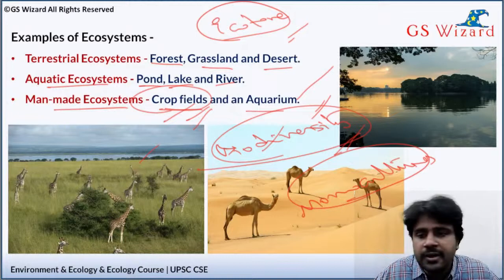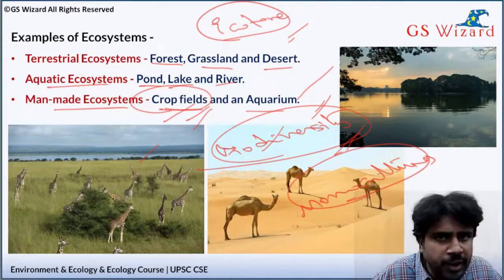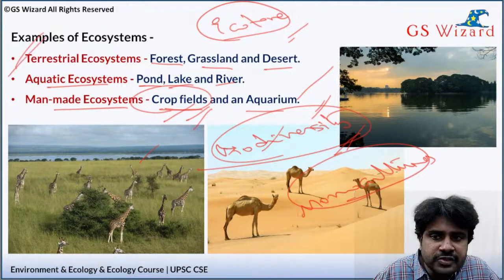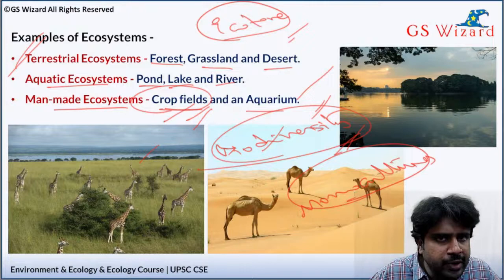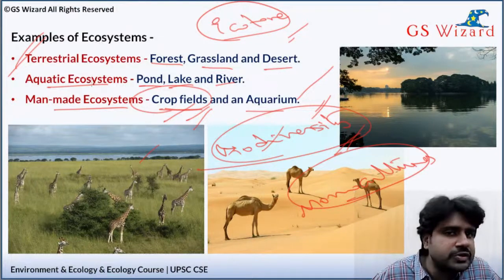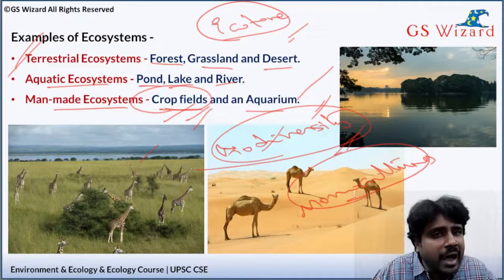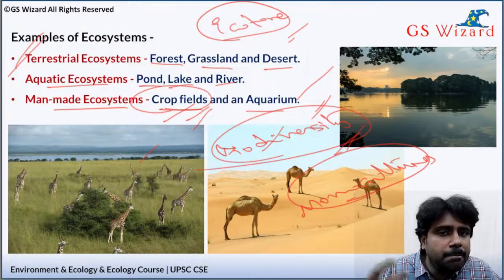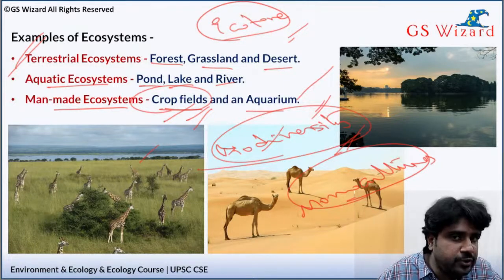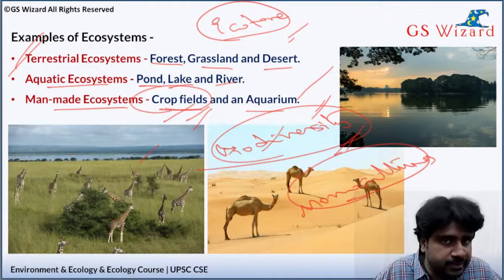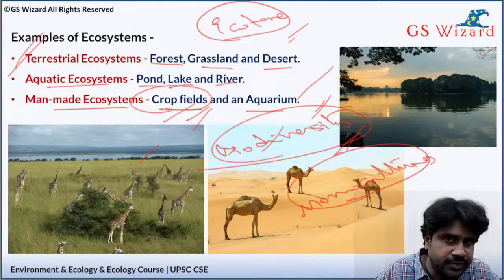So very simple. First thing you need to keep in mind is man-made ecosystems have very low biodiversity. Natural ecosystems have excellent biodiversity. And what is so important about biodiversity? Natural ecosystems, which are rich in biodiversity, have more ability to withstand biotic and abiotic stresses. But that is not the case with man-made ecosystems. These are highly vulnerable to biotic and abiotic stresses. That is the beauty of biodiversity.